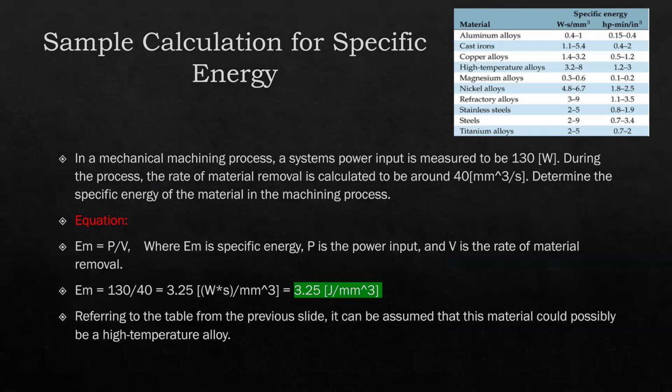So in this equation, EM is the specific energy, P is the power input, and that is put over V, the rate of material removal. So here you would take the 130 watts over the 40 millimeters cubed per second, and you would get 3.25 watts times seconds over millimeters cubed. Watts times seconds is just joules, so you would get 3.25 joules per millimeter cubed.